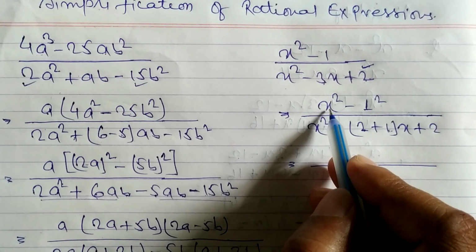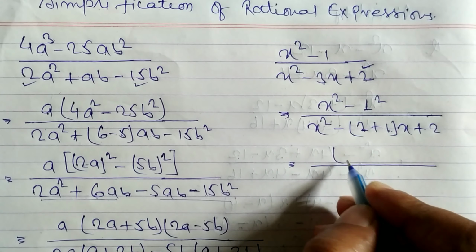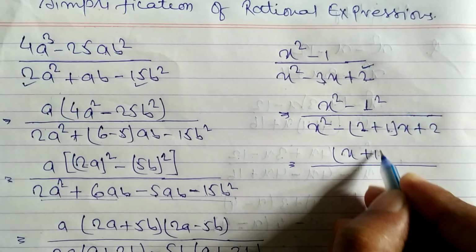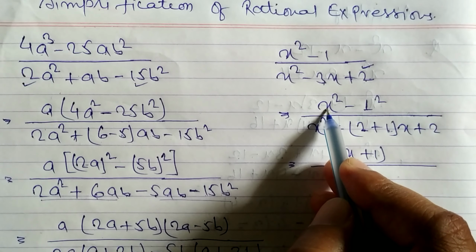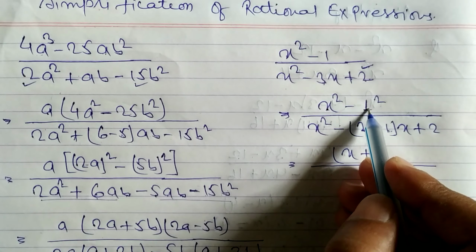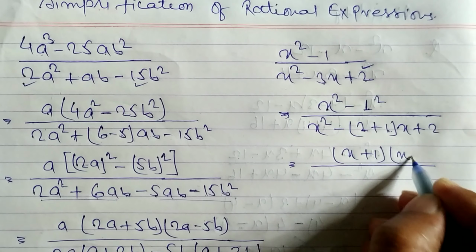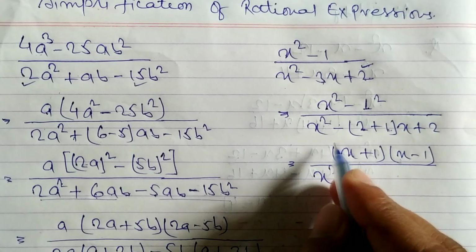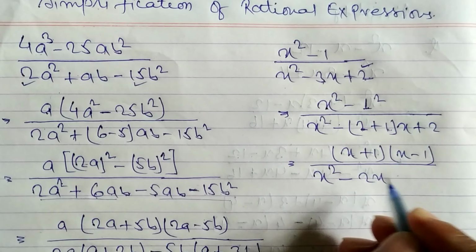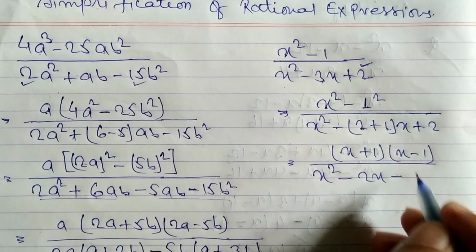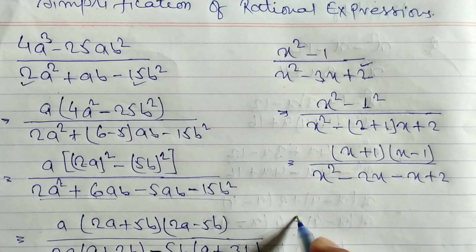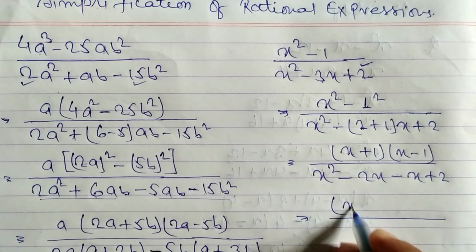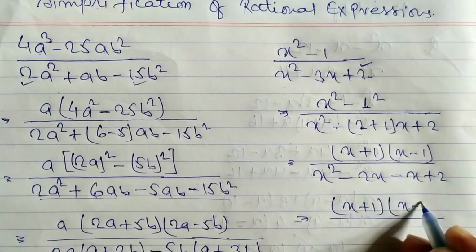Now this is in the form of a square minus b square, so we have to use the formula of a square minus b square, which is a plus b, a minus b. In the place of a here is x, and in the place of b here is 1, so x plus 1, x minus 1. In the denominator also we have to do x square minus, open the bracket, 2 into x, 2x, minus plus minus 1 into x, x plus 2. Similarly, x plus 1, x minus 1.